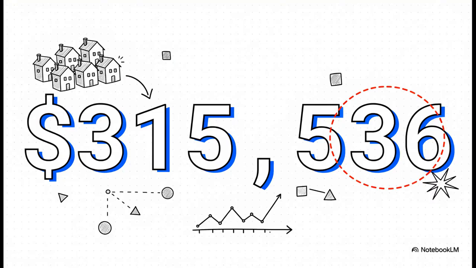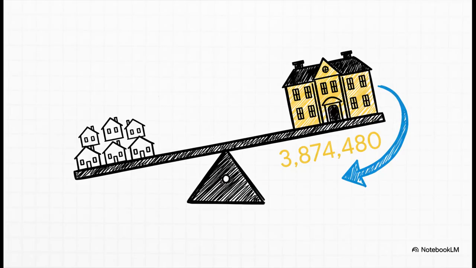Okay, let's try something. Let's just ignore that giant last number for a second. If we calculate the mean of just the first 7 houses, we get about $315,000. That feels pretty reasonable, right? It sits nicely right in the middle of those other prices. But we can't ignore the elephant in the room.